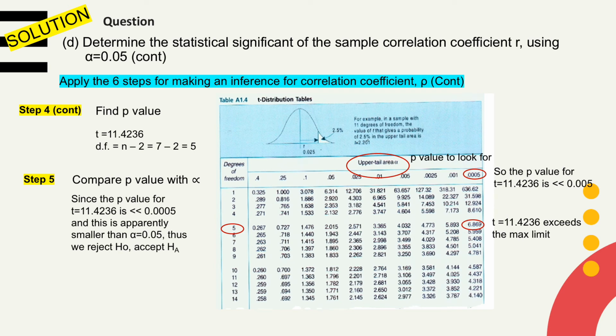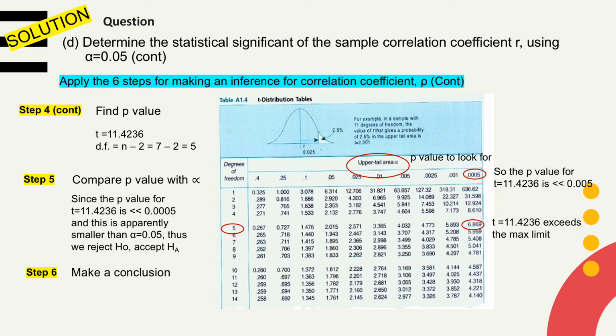Since we know that the p-value for t equal to 11.4236 is way smaller than 0.0005, which is apparently smaller than 0.05, that is the alpha value, the decision that we have to make in this problem is to reject the null hypothesis and to accept the alternative hypothesis.